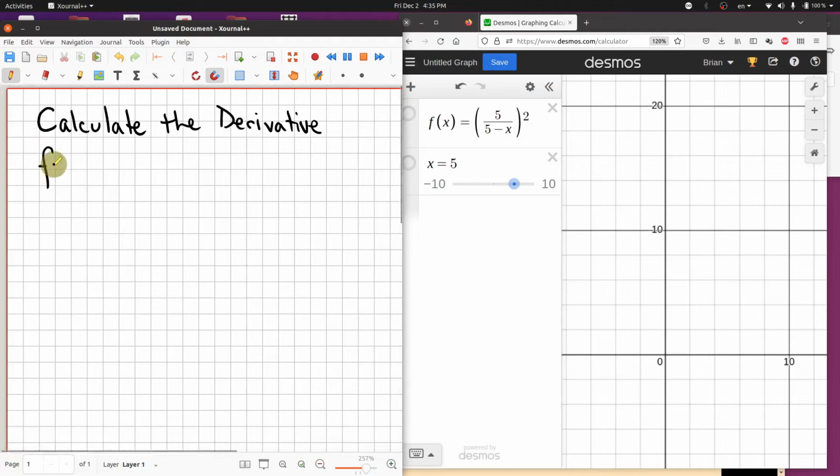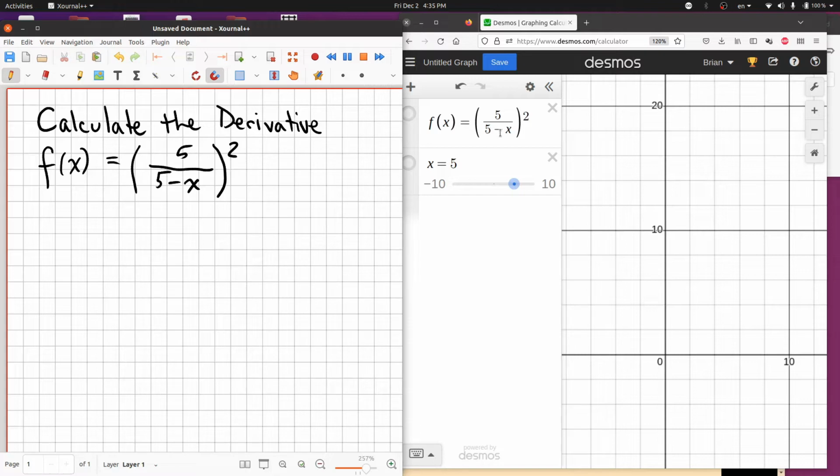Suppose we're given the function f of x equals 5 over 5 minus x, and then we're going to square the whole thing. So let's think about what this will look like. I see that it's squared, so think about, does that tell you something about if it's positive or negative? Is it always above or always below the x-axis? And are there any special values where something funny is going to happen?